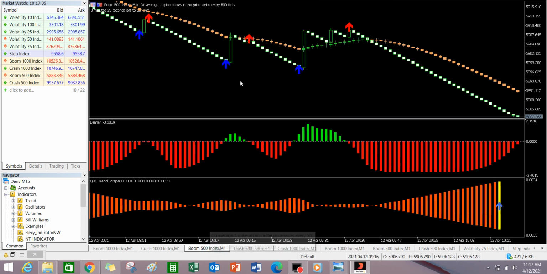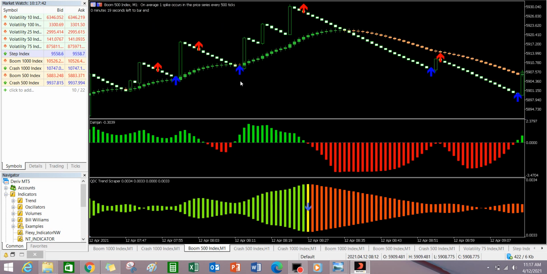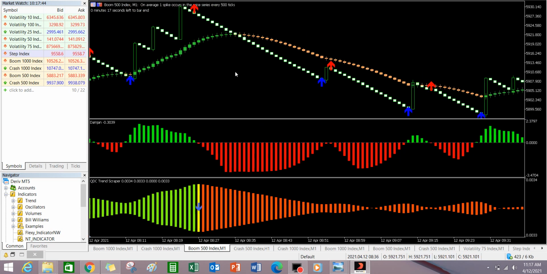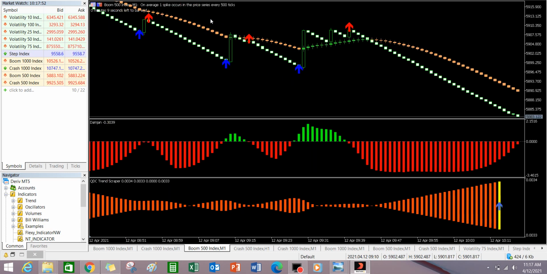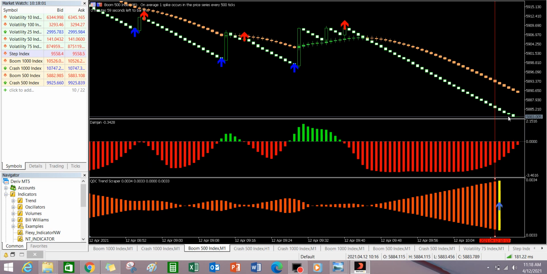Let's check out what is happening with Boom 500. For Boom 500, it has just concluded the long downtrend. You can see it started the downtrend from here. I'm using this QDC scraper indicator for this. It started the downtrend from here and finished it on this particular candle, which is telling us that the market is going back on uptrend. So the market will be going back on uptrend any moment from now.